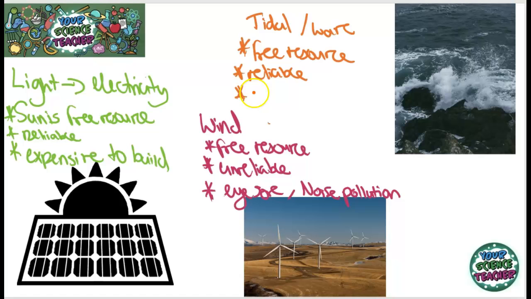As with solar panels, though, this is quite an expensive resource. Also, you can only use it around the coast. You can't use it further inland. It's going to have to be by the sea. So some landlocked countries cannot use tidal or wave power, can they?